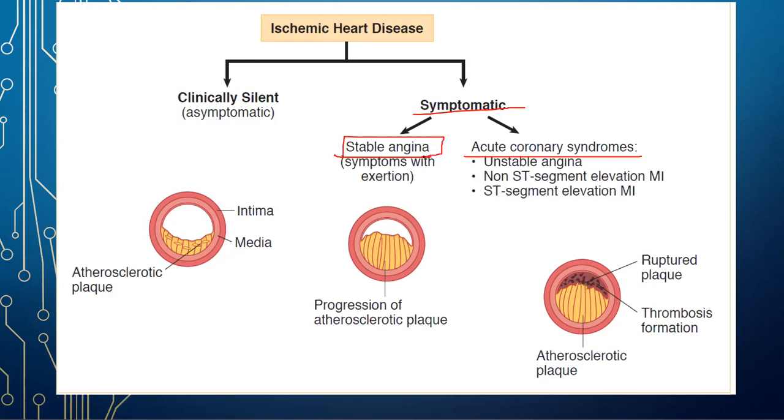Remember, in stable angina, the feature is that within 10 minutes the chest pain will improve with taking rest. So the chest pain, which is left-sided chest pain, gets worse with exertion or exercise and gets better within 10 minutes after taking rest or after taking nitroglycerin. Stable angina always comes with exertion. Clear?